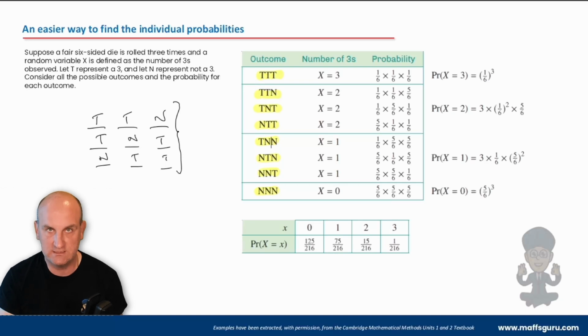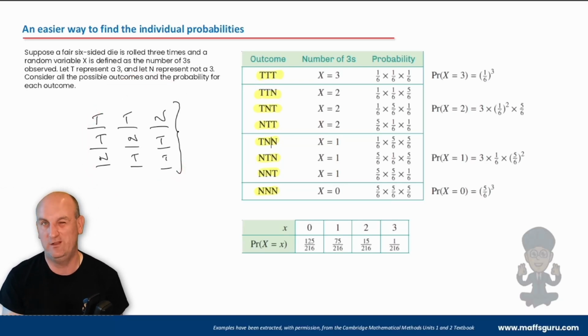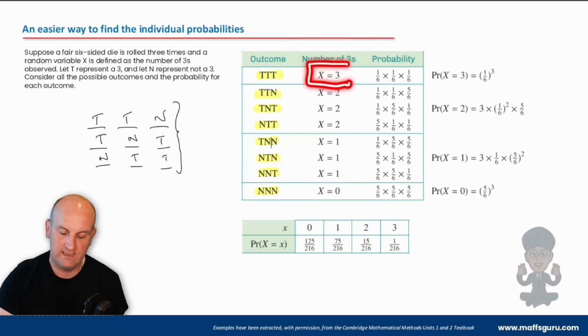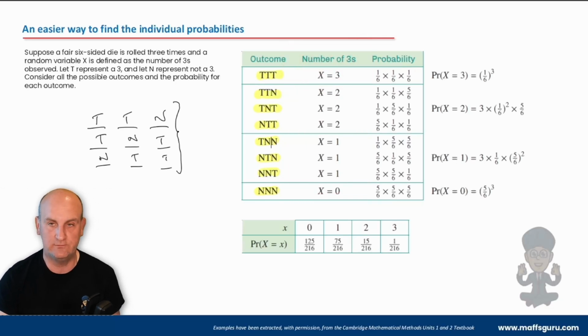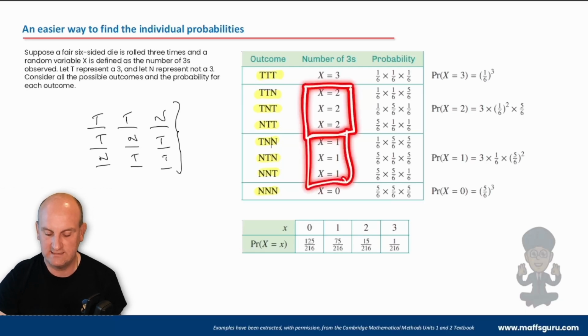Whenever I do these types of questions, weirdly, I tend to do this type of diagram because it makes sense initially before I scaffold off into the other things. So our column here says the discrete random variable has X equals 3, or capital X equals 3, because there are 3 3s. Here, X equals 2, X equals 1, X equals 0.